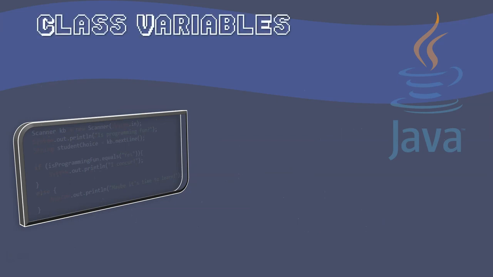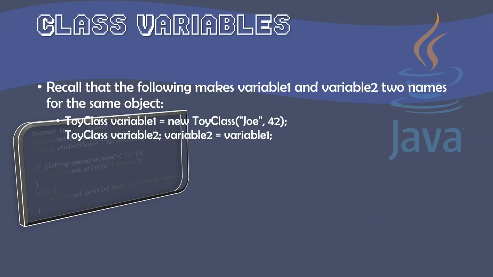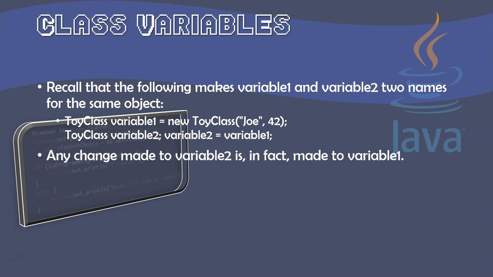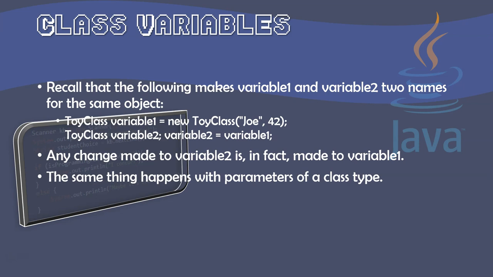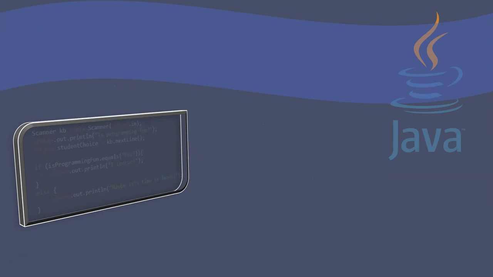So, if you recall, classes have their own variables. For example, say we were to make variables in our main program holding a toy class object. So we have toy class variable 1 equals new toy class Joe 42, and toy class variable 2 equals variable 1. With this, any change to variable 2 is, of course, a change to variable 1. We've looked at some of this already, knowing how this assignment operation goes. The same thing, of course, happens with parameters that are a class type.